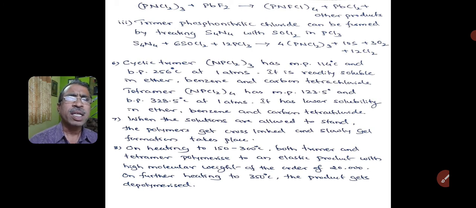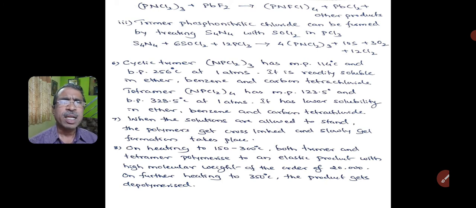The reaction is given. The trimer phosphonitrile chloride can also be prepared by treating S4N4, that is tetrasulfur tetranitride, with thionyl chloride in phosphorus trichloride. This is a very important reaction. S4N4 plus 6 SOCl2 plus 12 PCl3 gives 4 (NPCl2)3 plus 10 S plus 3 O2 plus 12 Cl2. It's a very peculiar reaction. Students, you have to remember this balanced equation.